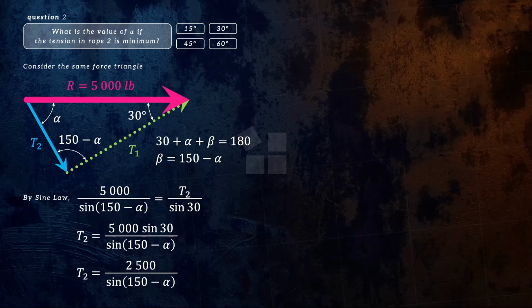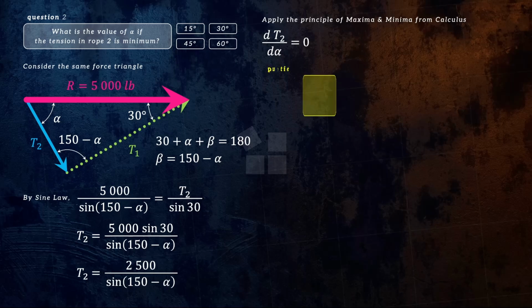Now that we have this equation, we can then apply the principle of maxima and minima from calculus. That is, the derivative of T2 with respect to alpha must be set equal to 0. Since the equation for T2 is a ratio of two differentiable functions, we can then apply the quotient rule.